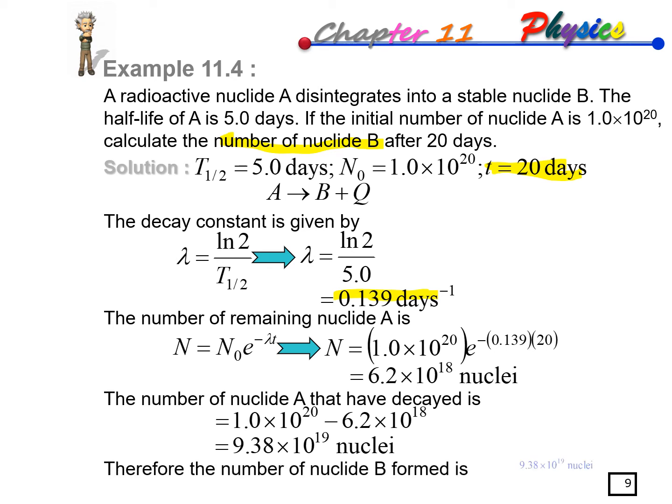So the amount of nuclei B formed will be equivalent to the amount of A which has decayed.